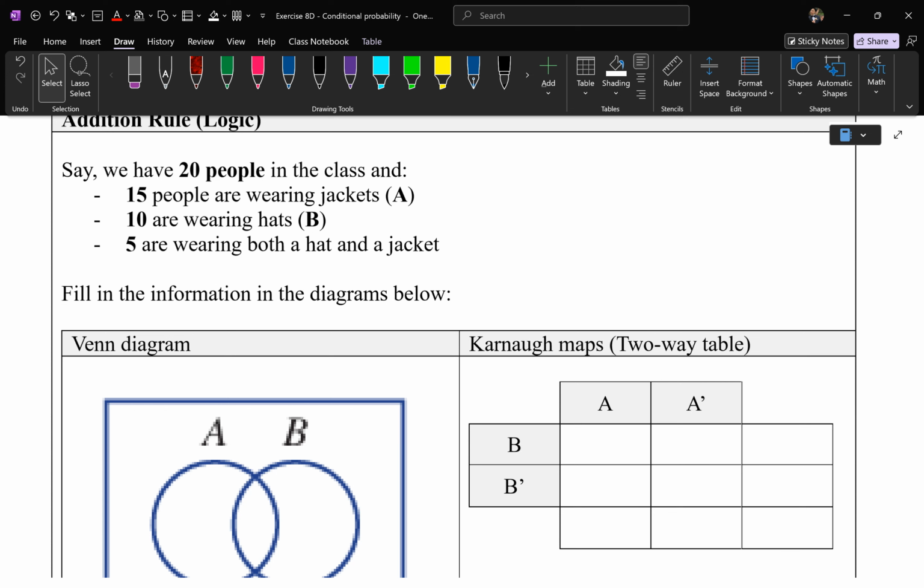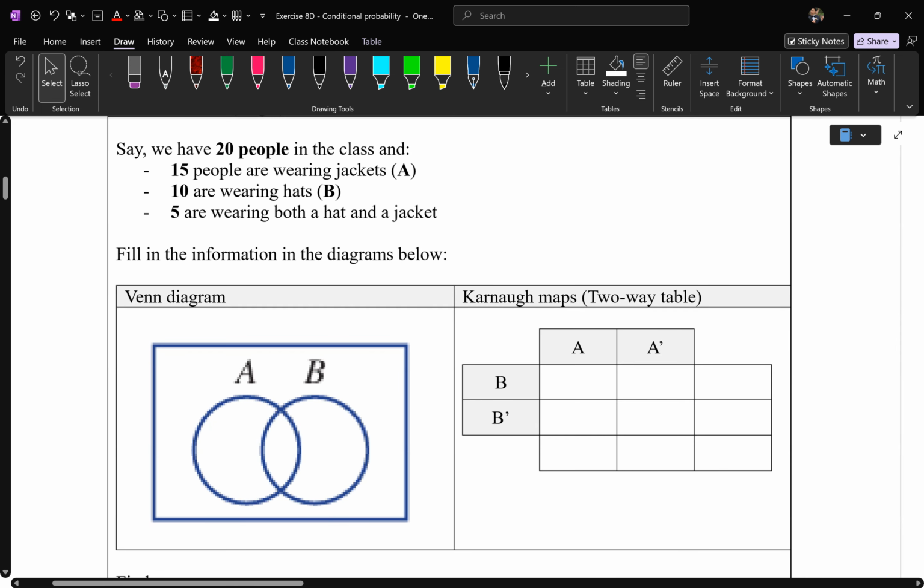Set B is the number of people wearing hats. And then 5 are wearing both a hat and a jacket. Fill in the table. I'll give you 1 minute, 60 seconds.